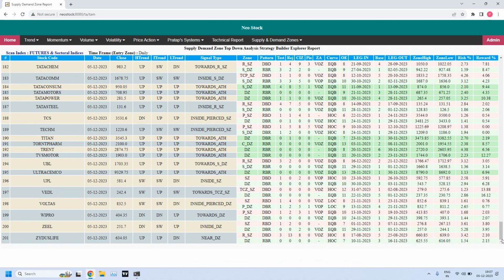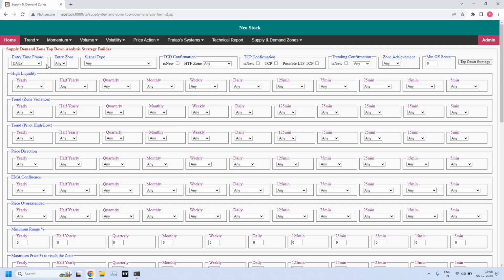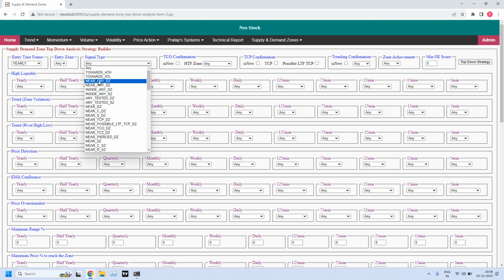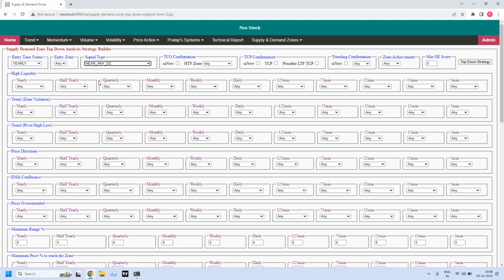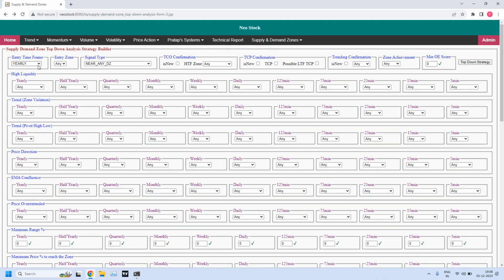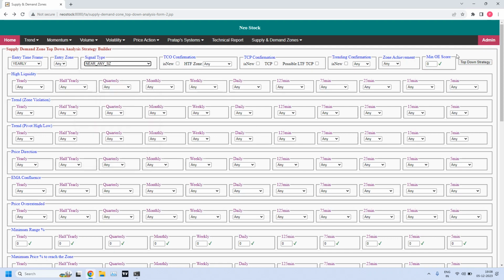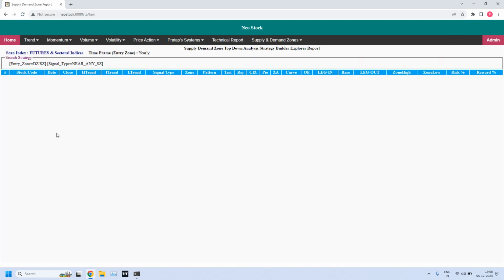Now we will generate demand and supply zones for all the time frames, stocks near demand and supply zones. Let us start with the yearly time frame. So entry time frame is yearly. Let us find the stocks which are near to the yearly demand zone. No stocks are there near to the yearly demand zone. For yearly time frame, let us find the stocks which are near to the yearly supply zone. No stocks are there near to the yearly supply zone.